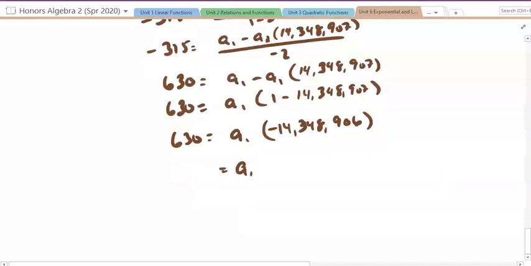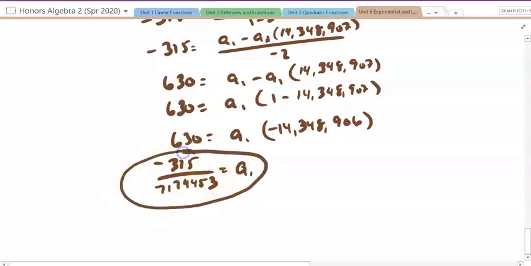As a fraction, we could reduce both of these by 2. So we're going to get back to the 315, negative of course, over 14,348,906 divided by 2, which is 7,174,453. Is this divisible by 3 or 9? Adding the digits, 14, 15, 23, 28, 31, so that's not divisible by 3. So this would be the final simplified a sub 1. Again, it's not pretty, but it is what it is.